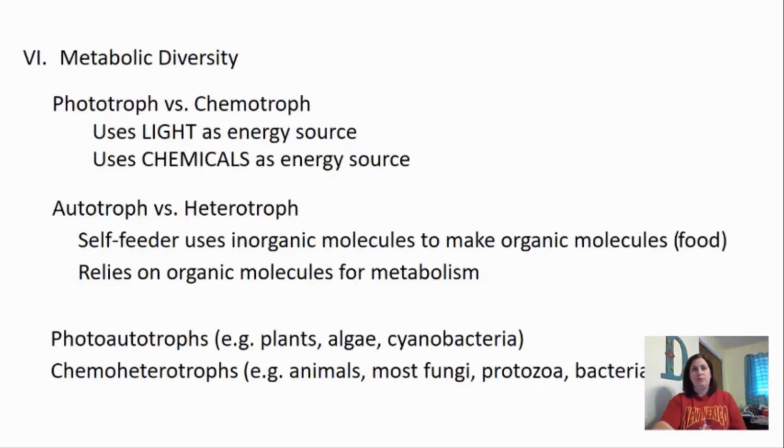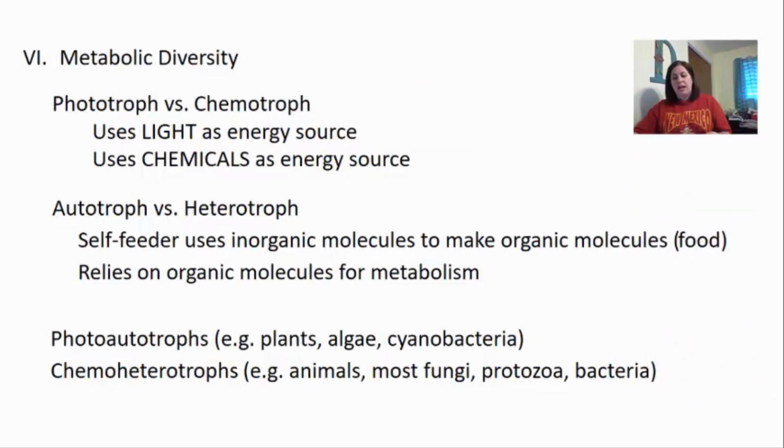Now the last little thing we want to look at is what we call metabolic diversity. We hit a little bit of this when we were talking about the different organisms way back in Unit 1. So when we look here, there's what we would consider the phototrophs versus the chemotrophs. Phototrophs are going to use light as their energy source, whereas chemotrophs are going to use chemicals as their energy source. We also see that there's autotrophs versus heterotrophs.